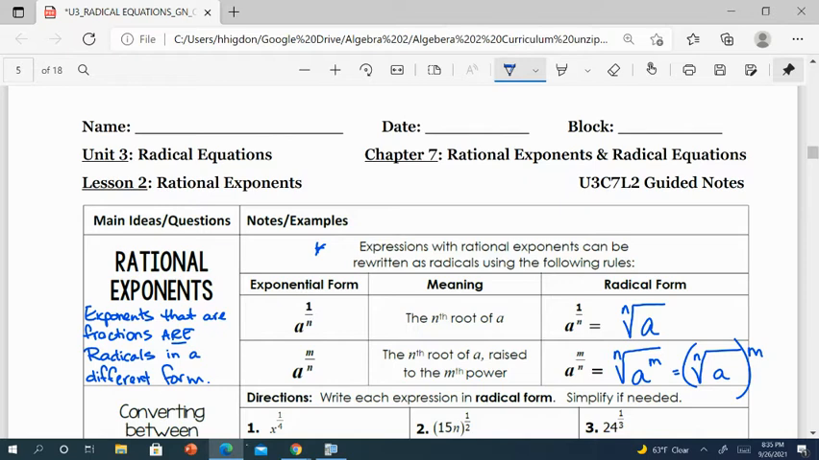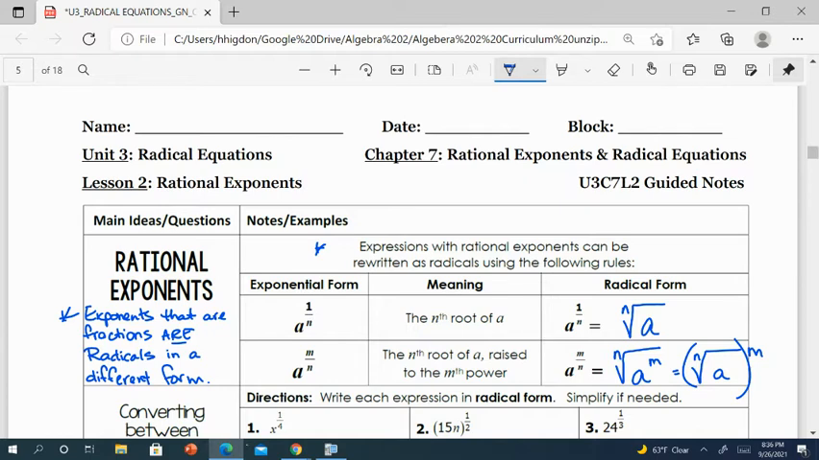Expressions with rational exponents can be rewritten as radicals using the following rules, and I'm going to talk about those rules in just a second. But what I want to do is put that into terms that I think you'll understand. When we have exponents that are fractions, those are radicals, but they're just in a different form. What we're going to learn in this lesson is how to convert from rational exponents to radicals and vice versa. We're going to go from radicals back to rational exponents.